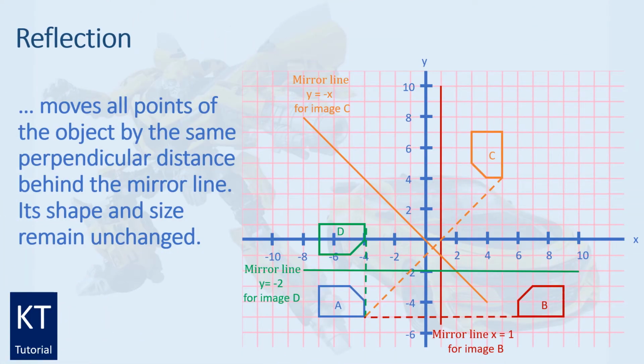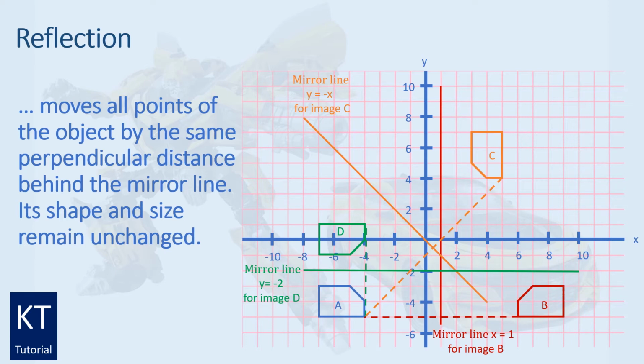Next, we have reflection. This is the transformation that moves all points of the object by the same perpendicular distance behind the mirror line. The shape and size of the object will remain unchanged in a reflection.